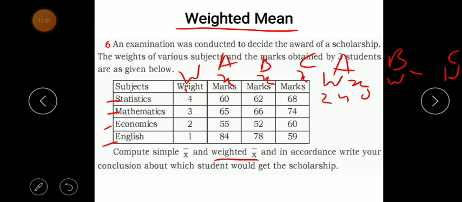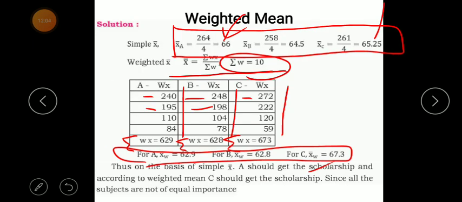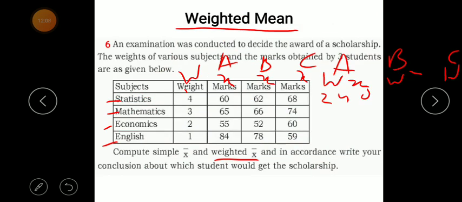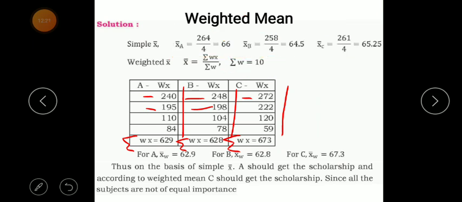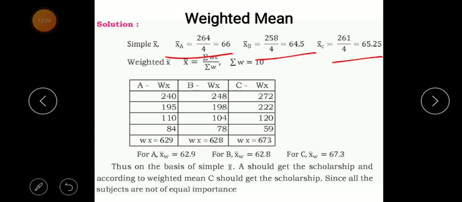Here also you can do whatever we have done in this table. You can continue this table on the right hand side, so that also is possible if you want. So you can use a different table, or do it there only. Once you've done that, then you have to find out these values, that is weighted mean. Simple mean you have to find first, that is add up all the values of A, B and C individually, and divide by 4 in this case. Then you have to find weighted mean.